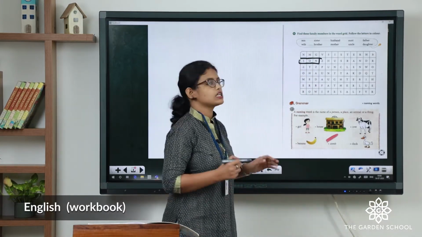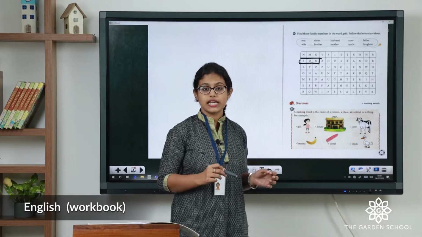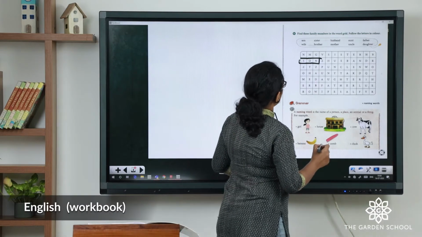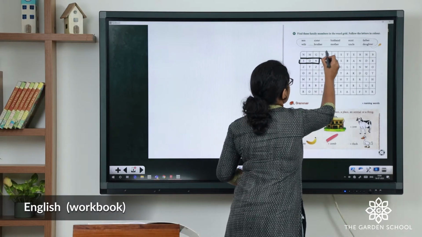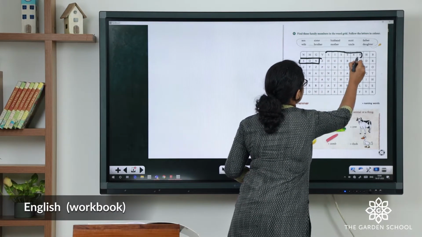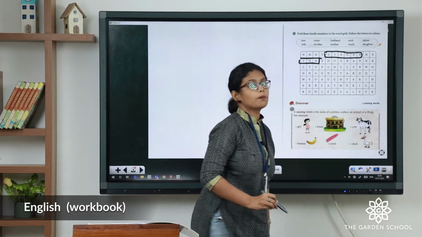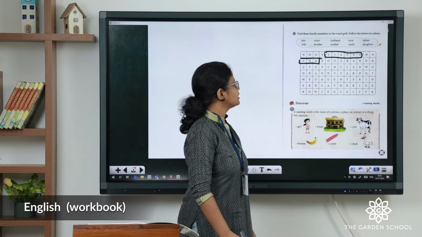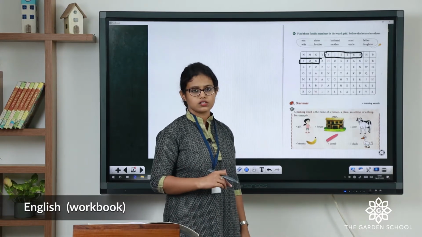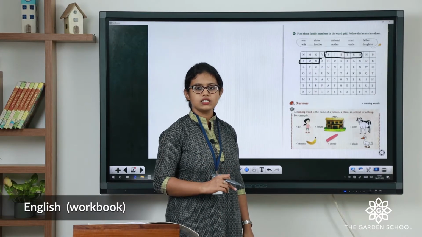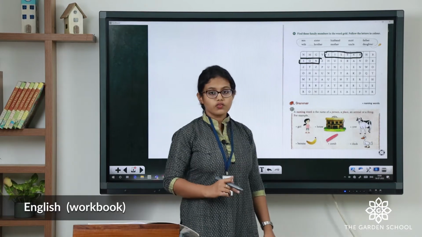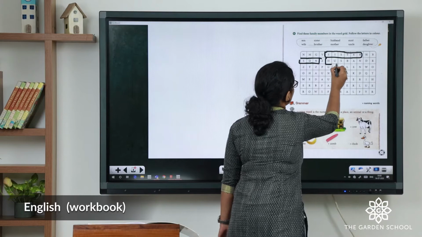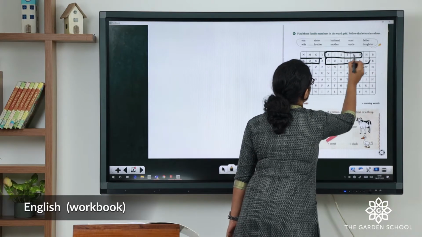So what is the next word? The next word is sister. So what is the first letter? S. So we'll look for S. So here it is, S-I-S-T-E-R. So you have to draw a box like this. And what about the next one? What is the next word? The next word is husband. So which is the first letter? H. So we look for H. Here it is, H-U-S-B-A-N-D.